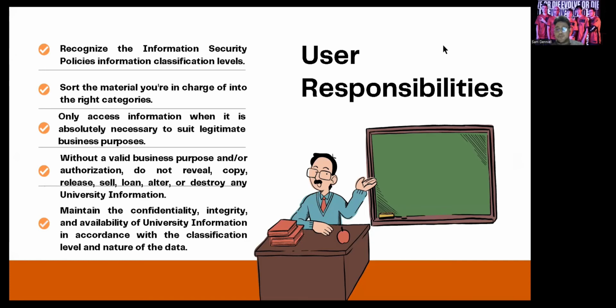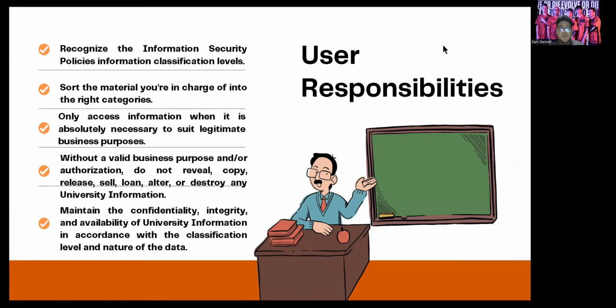First up is user responsibilities. First is recognize the information security policies and information classification levels. Second is sort the materials you're in charge of into the right categories. Third is only access information when it is absolutely necessary to suit legitimate business purposes.